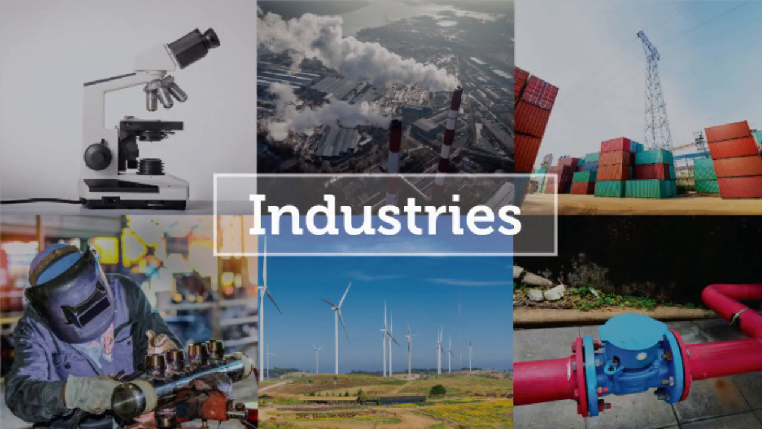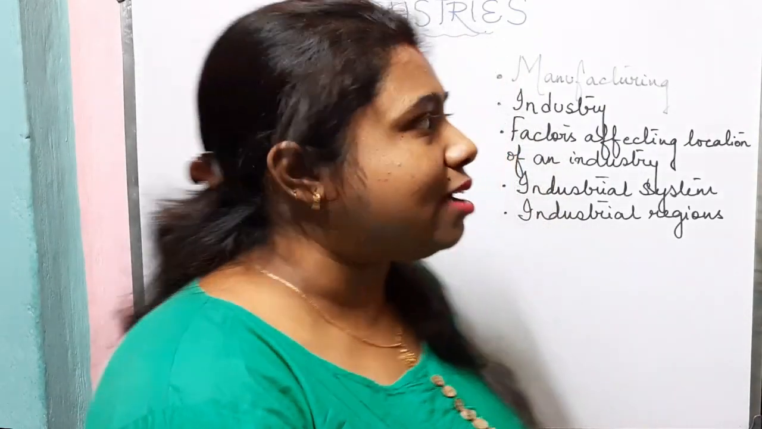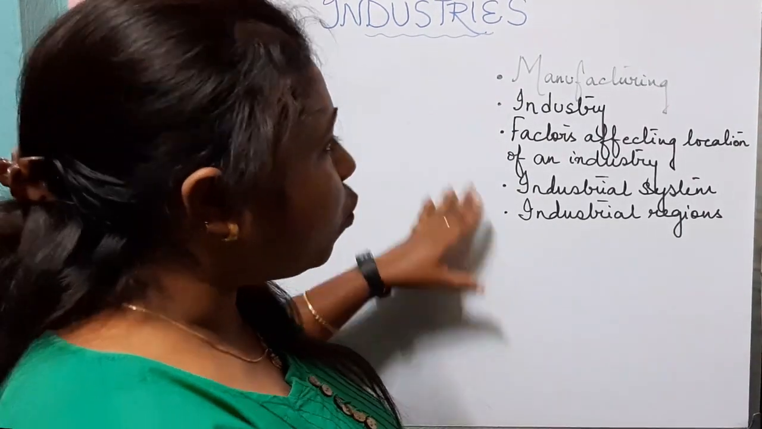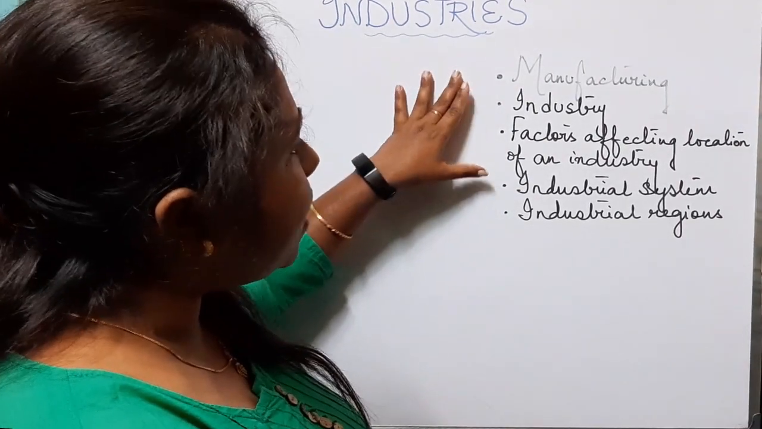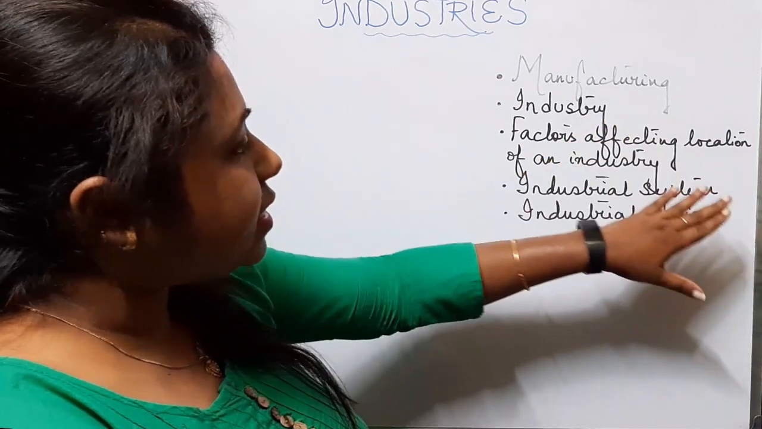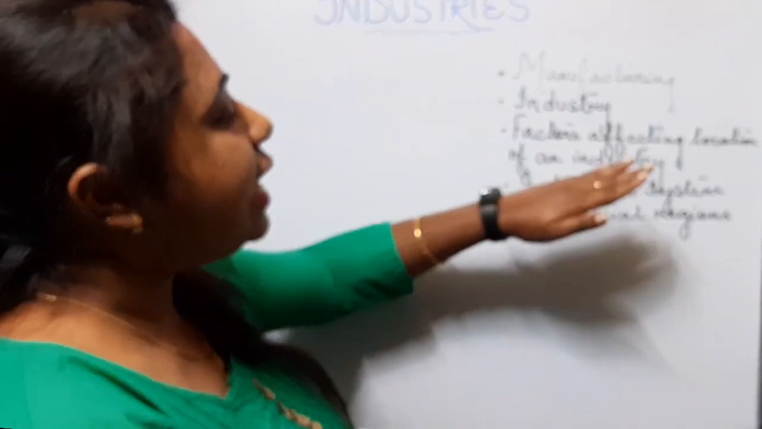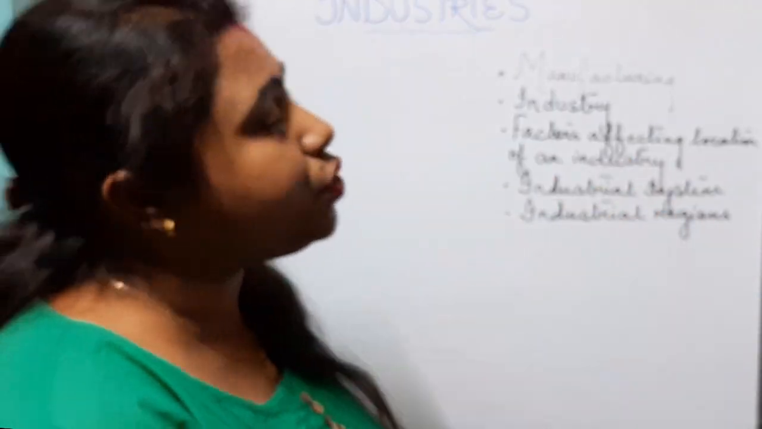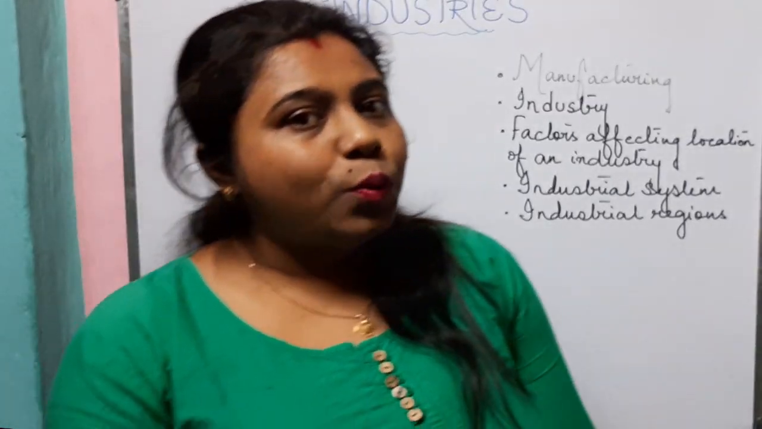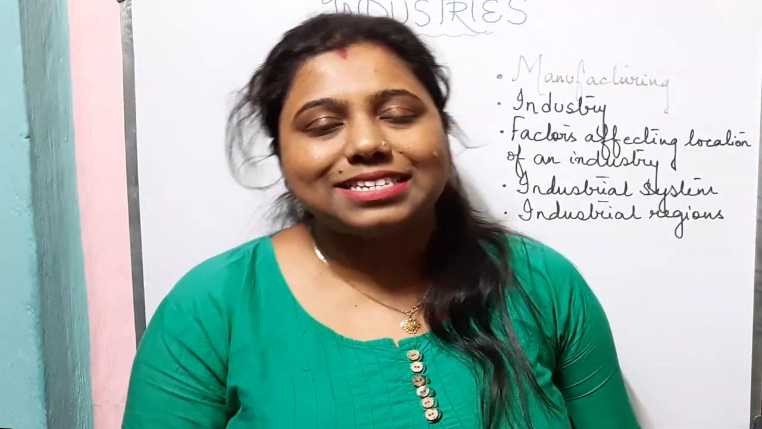Today we are going to start a new chapter of class 8. The name of the chapter is Industries. In this chapter, we are going to read primarily about industries. In today's video, we are going to discuss these 5 topics. What are the 5 topics? Manufacturing, industry, factors affecting location of an industry, industrial system and industrial regions. So without wasting much of our time, let's get started.